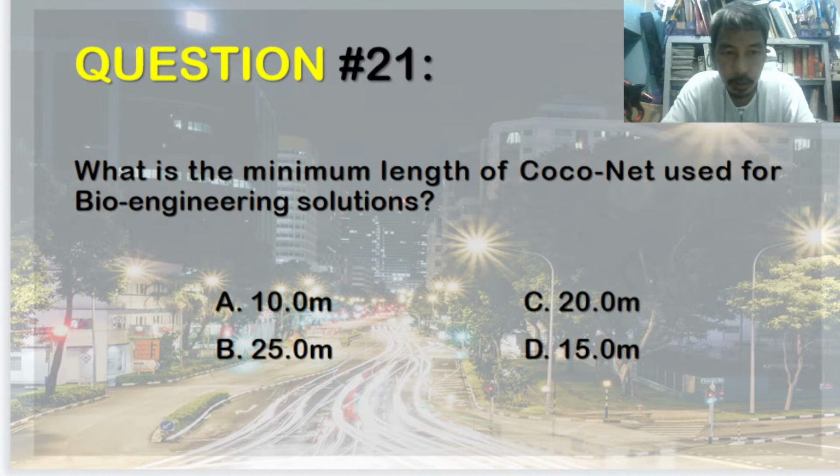So, what is the minimum length of coconut used for bioengineering solutions? Five fingers plus five fingers equals... Okay, 10 fingers. Daddy's working. Daddy loves you.